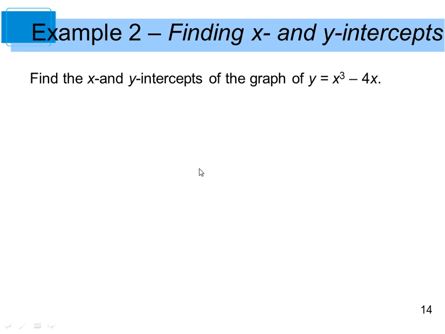Who wants to volunteer, come up to the board? Find the y-intercept for me. You want to write on the board? All right. Take that pen up there. Okay, good. You guys agree? Yeah. Okay, good.